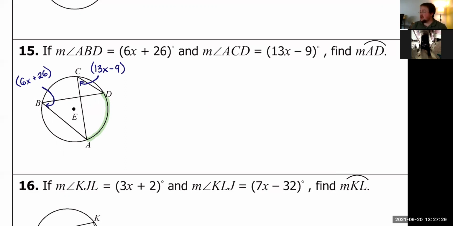Well, there's also an x in the mix, but the fact that these two angles are intercepting the same arc, what does that tell me about the angles themselves? They are congruent because they're both half the measure of AD. We don't know what AD is, but we know that you take half of it, you're going to get the same value every single time. So my relationship here is I'm going to set those two angle measures equal to each other because they should be congruent. So 6x plus 26 equals 13x minus 9.